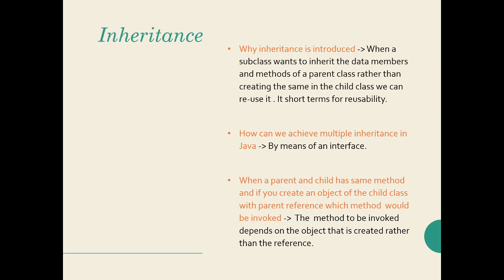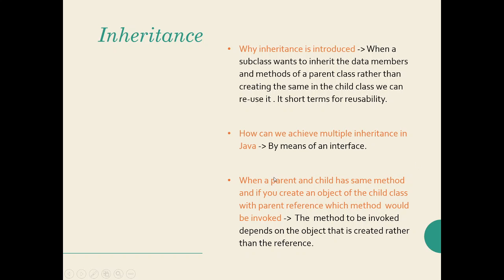Okay, next is inheritance. Why was inheritance introduced? When a subclass wants to inherit the data and properties of its parent, you go with the concept of inheritance. They will ask you what the benefit is. The benefit is simple: reusability, because you don't want to write the same set of code in your parent class as well as in your child class. So how can we achieve multiple inheritance in Java? A simple answer would be by means of an interface.